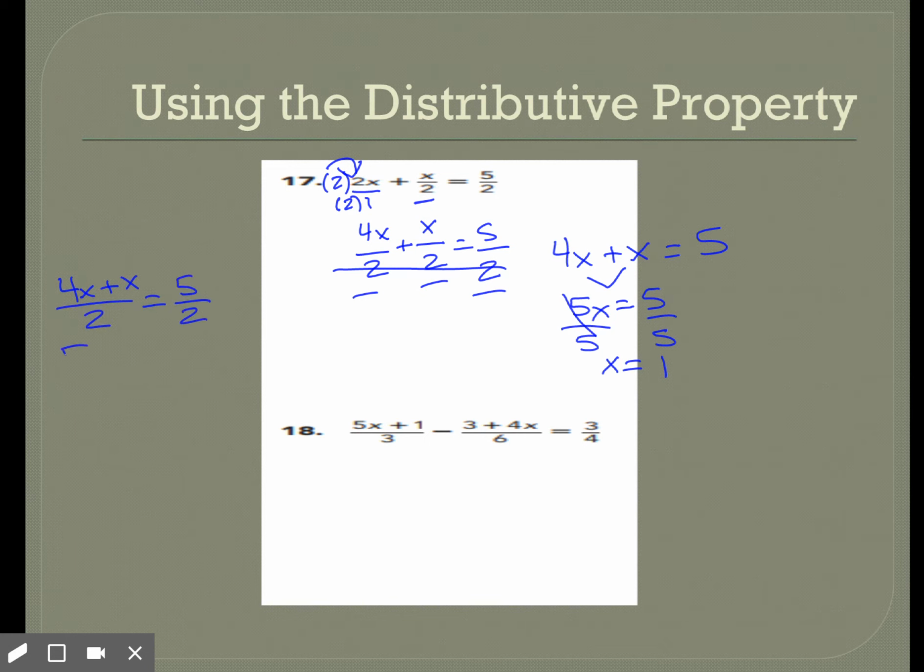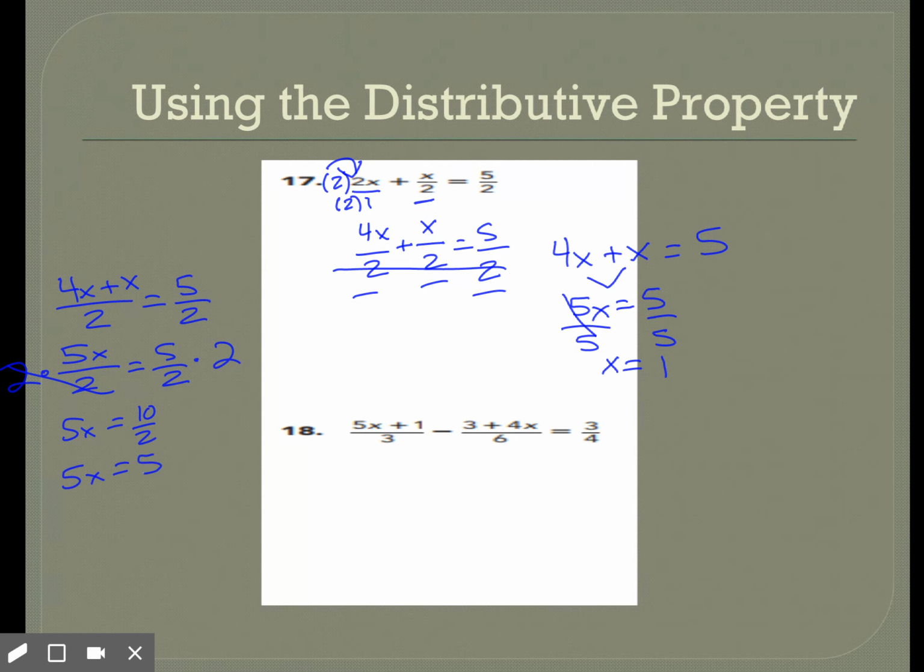And that would simplify to 5x over 2 equals 5 over 2. I'd multiply both sides by 2. That would cancel out. And that would make this 5x equals 10 over 2, which we know simplifies down into 5x equals 5. And you see it's the same thing over there.